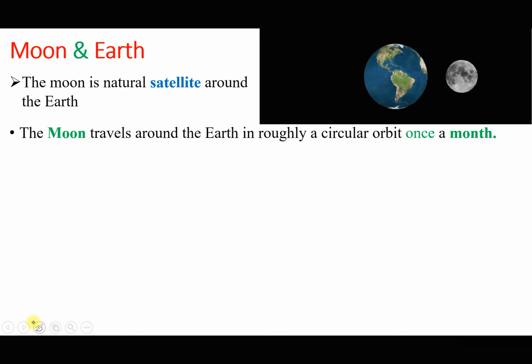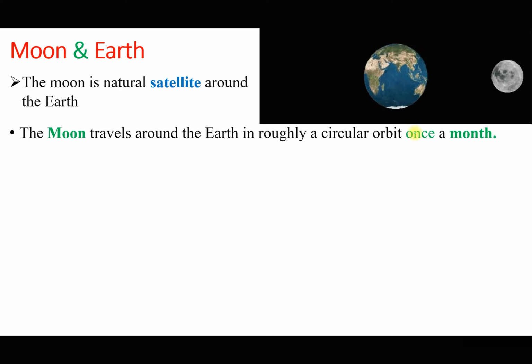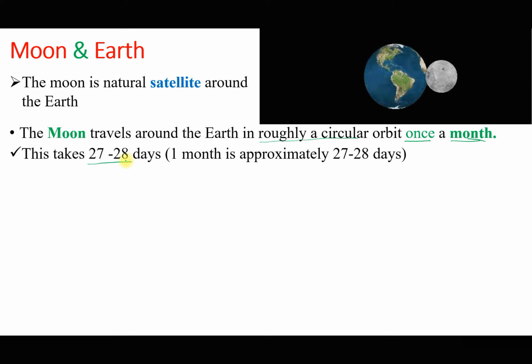The moon travels around the earth in roughly a circular orbit once a month. So the time taken for the moon to move around the earth in approximately a circular orbit is 1 month. And we consider 1 month to be approximately 27 to 28 days. So we say that the moon orbits around the earth in approximately 27 or 28 days. That is actually 1 month.